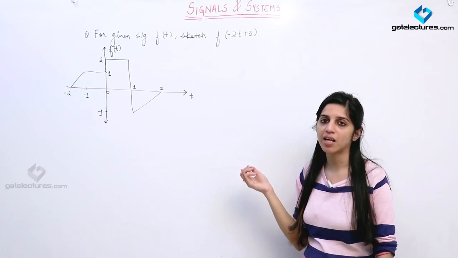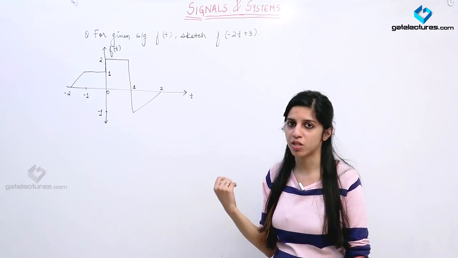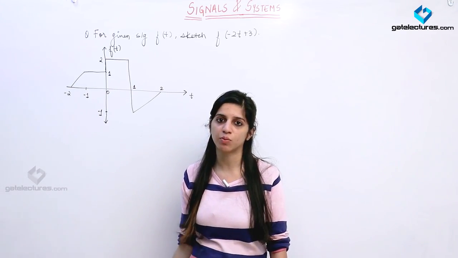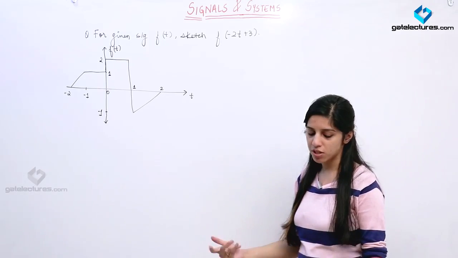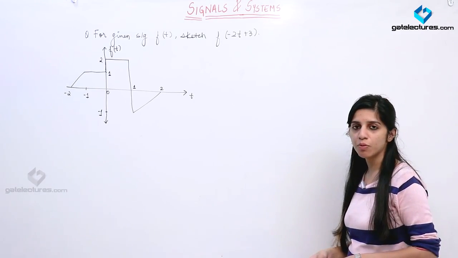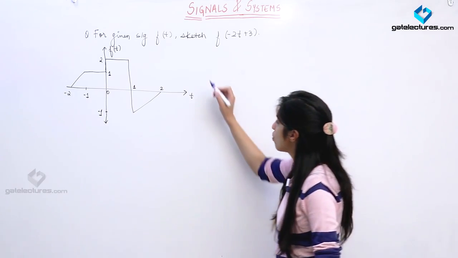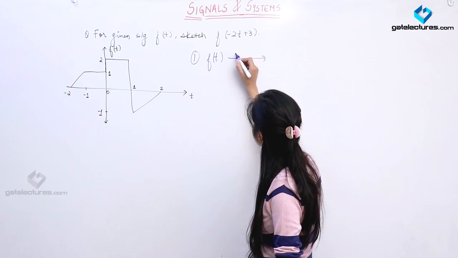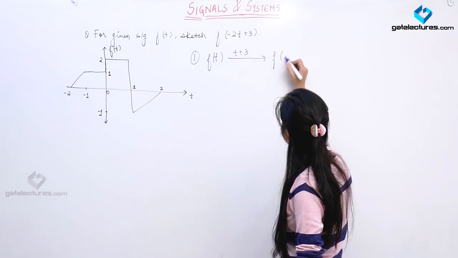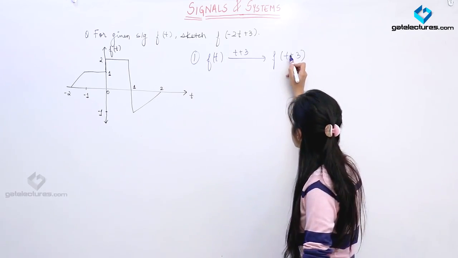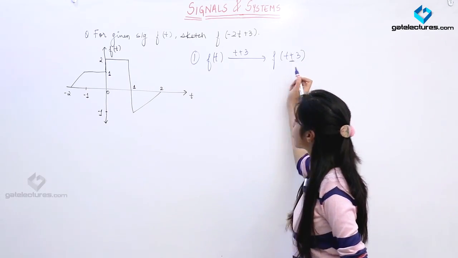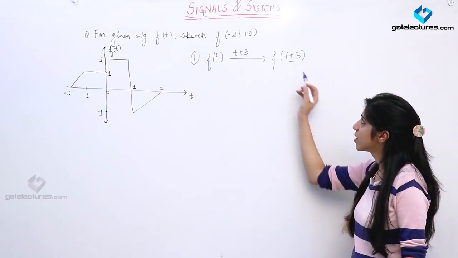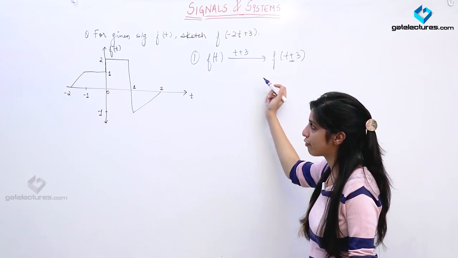So just now we have seen that whenever we are required to perform several operations on time, the first operation that we would perform is time shifting. First you are required to perform time shifting, then we would perform time scaling or reversal. So firstly we are going to perform time shifting, which means shifting this signal by 3. Since this is a plus sign here, I have to shift this signal to the left by 3. This is going to be time advancement, left shift.